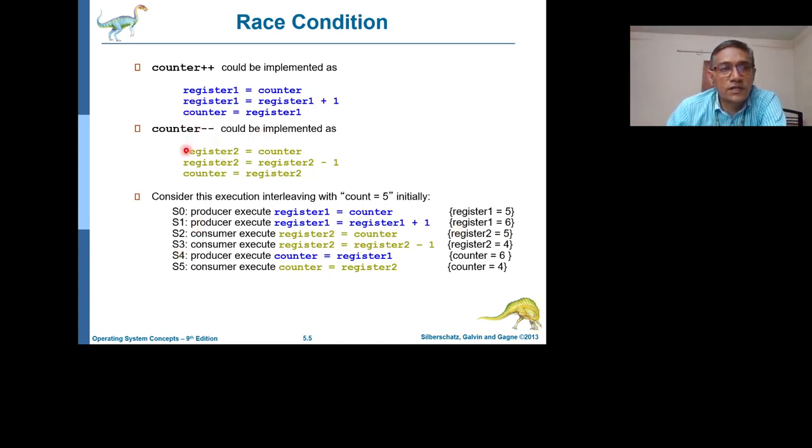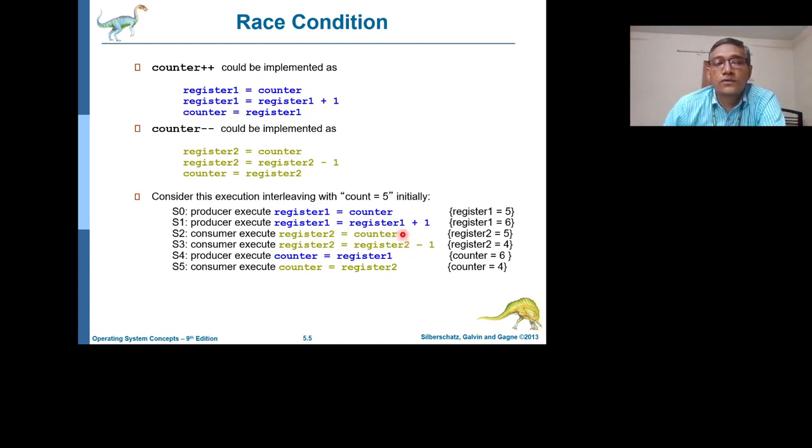Before the execution of counter = register1, what happens at time S2? The consumer process executes register2 = counter. Whatever the counter value currently is, it is still 5. It is not updated to 6, because the last statement has not been executed. At time S2, the counter value is still 5.